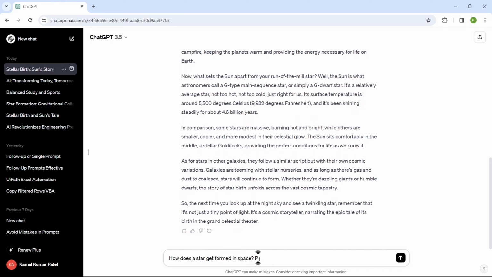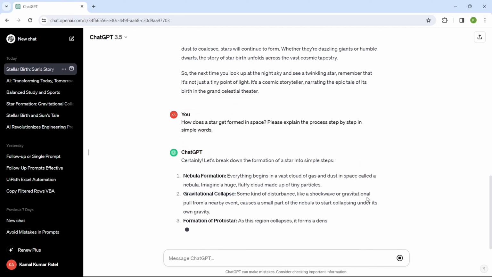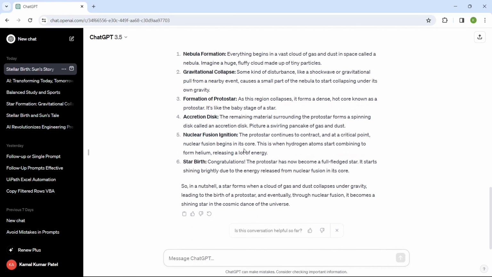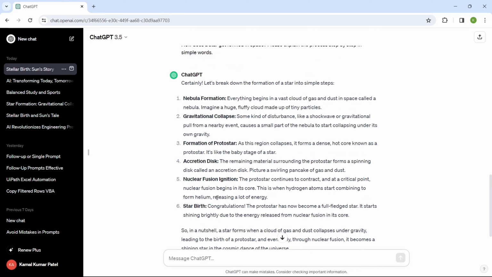Now let's see how we can make it better. So I'm writing here, how does a star get formed in space? Please explain the process step by step in simple words. So now the prompt is very simple and I am focusing on a specific topic. Now you can see it is giving the response step by step in very simple words. Now it looks very interesting to read. Nebula formation, gravitational collapse.